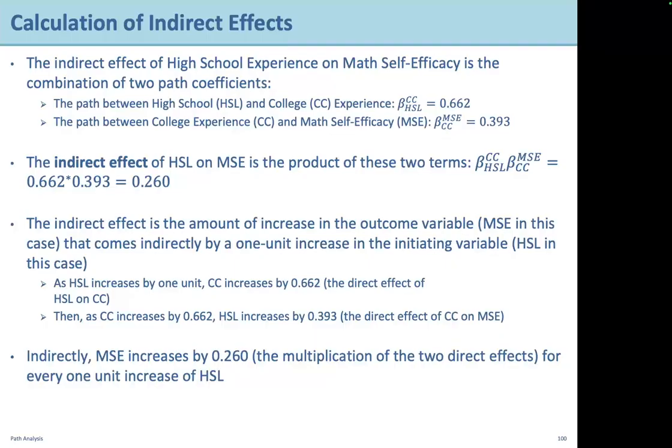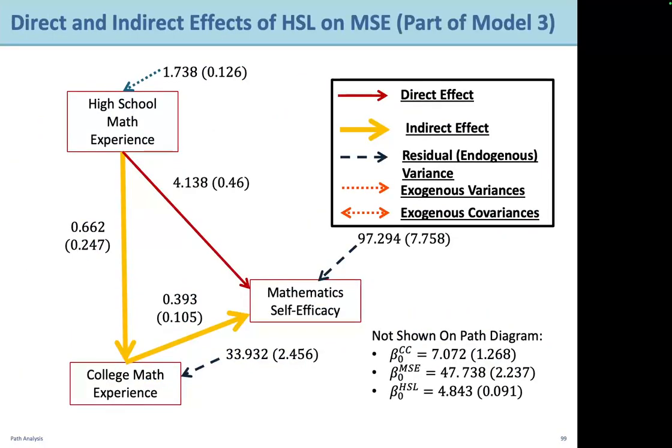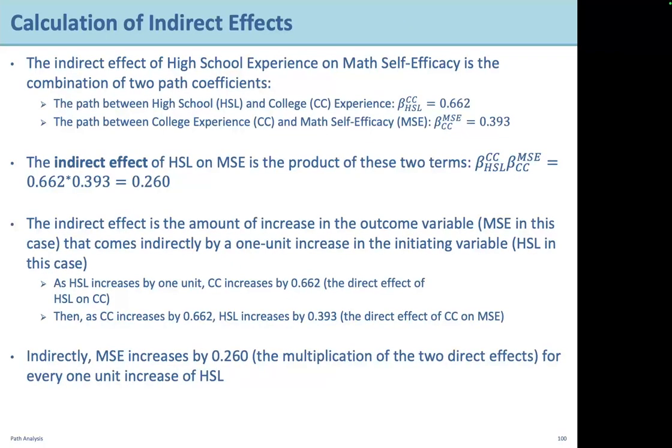How do we interpret that? For every 1 unit increase in high school, the originating variable, math self-efficacy goes up 0.26 indirectly. Right? So we saw on the diagram it went up 4.1 points directly, but then it also goes up 0.26 points indirectly. And at that point, I'm going to pause here and let's describe more of that when we come back from break.